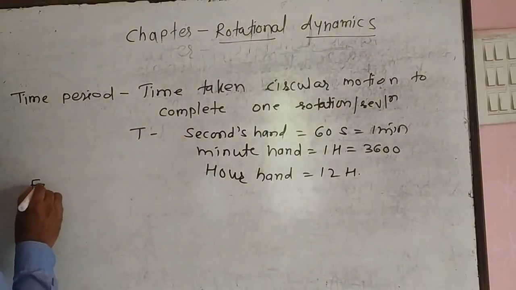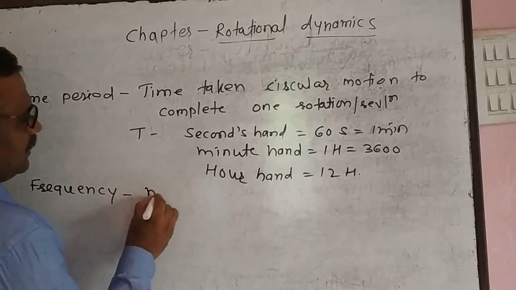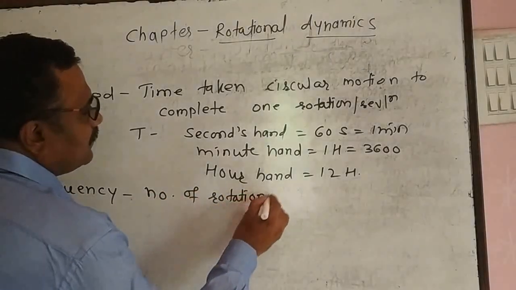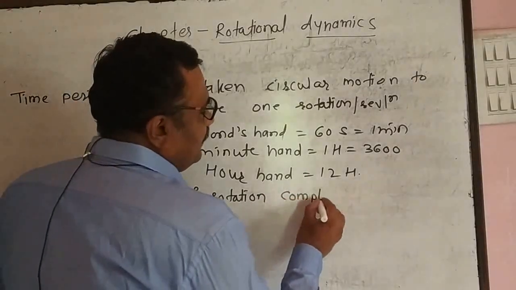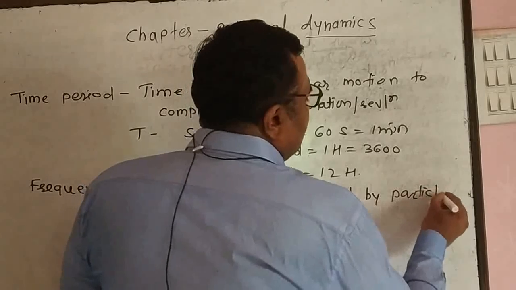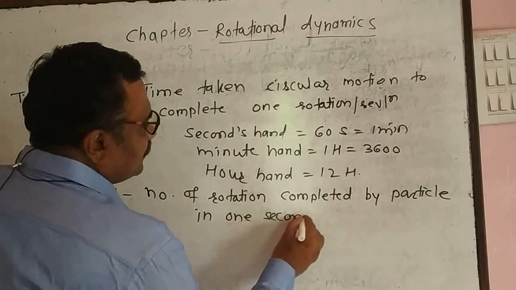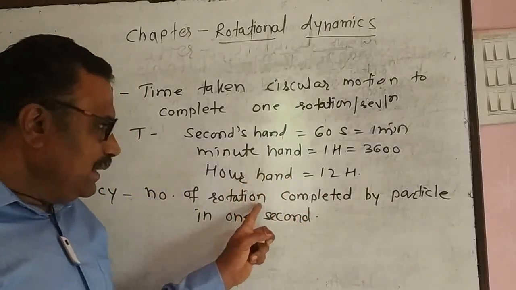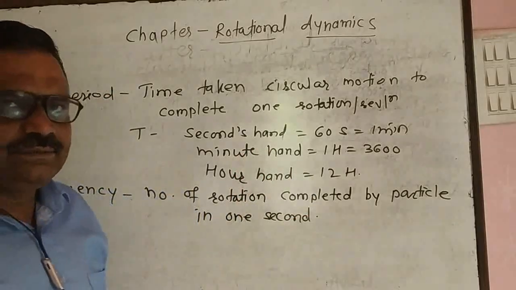Now we define what is frequency. Total number of rotations which are completed by the particle in 1 second is known as frequency. How many rotations are completed by the particle in 1 second, it is known as frequency.